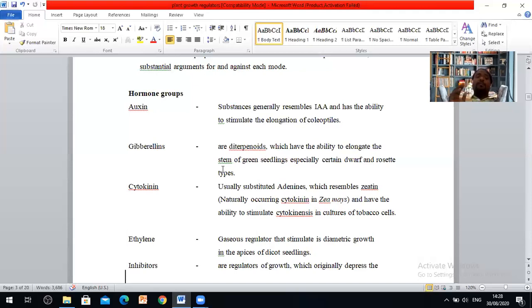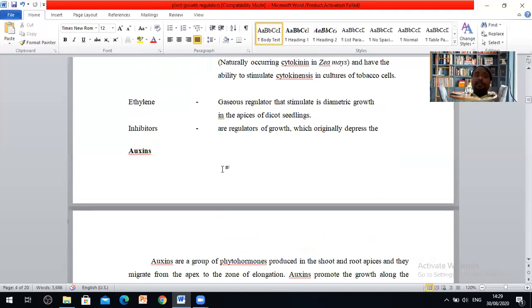The role of cytokinin we all know. We will see these substances in detail later on, but they are made up of adenines. Then let us see the inhibitors. The inhibitors are the regulators which inhibit growth, and particularly these are ethylene and abscisic acid. So ethylene and abscisic acid are considered growth inhibitors.